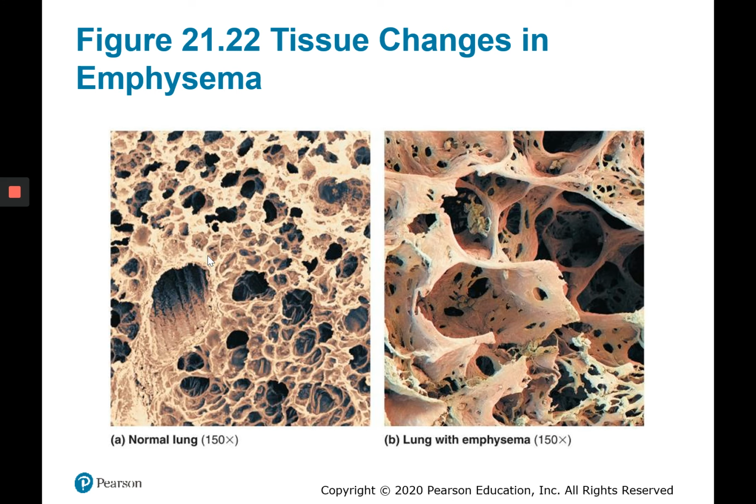So here we see normal lung on the left. We see a lot of convolutions, a lot of air spaces, and those convolutions and increased amounts of alveolar epithelium create a bunch of alveolar surface area. If you destroy those convolutions, that decreases alveolar surface area, and that can also decrease gas exchange at the lungs. So we see a lung with emphysema on the right, and we see that it doesn't have as much surface area as the lung on the left.